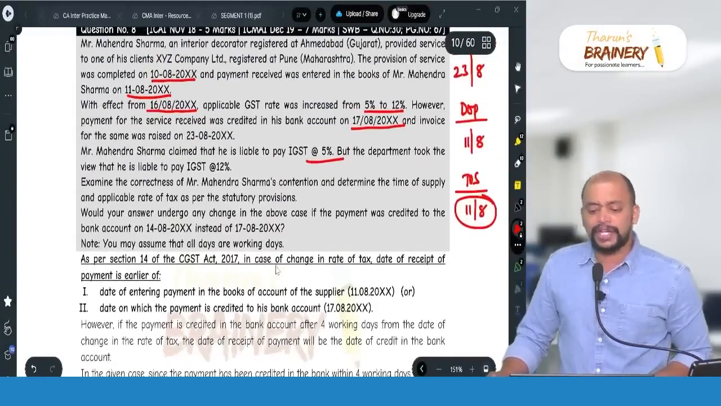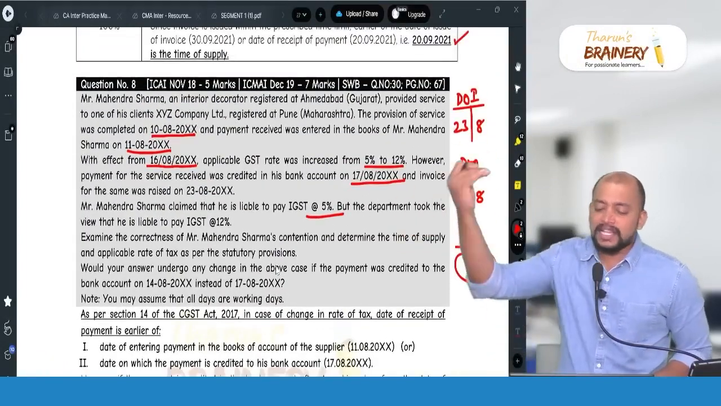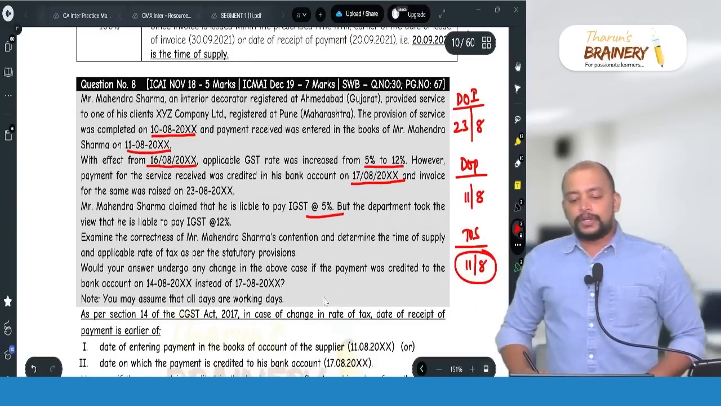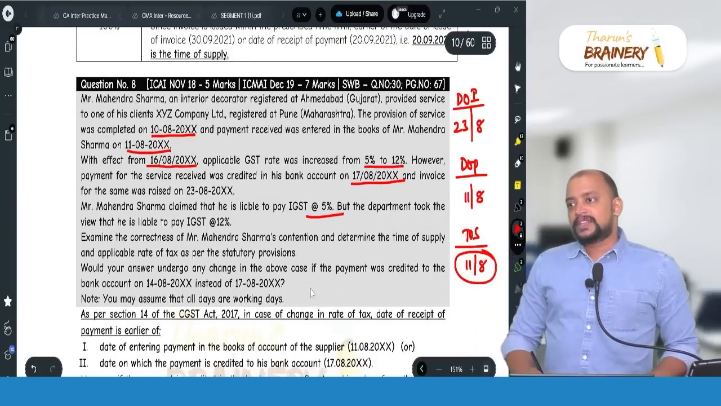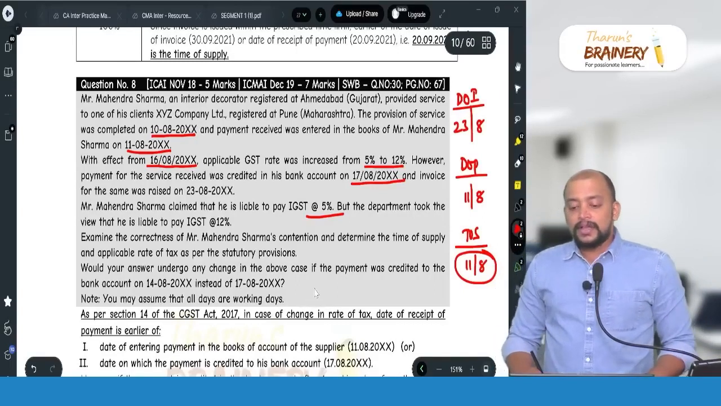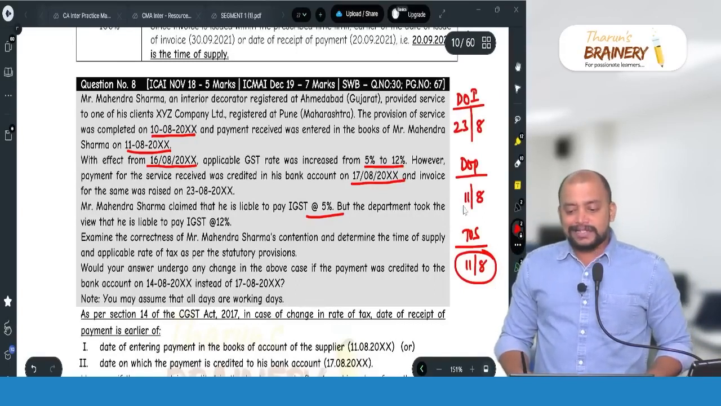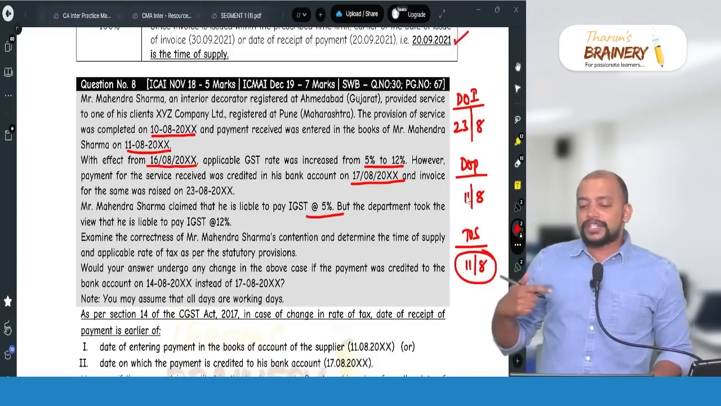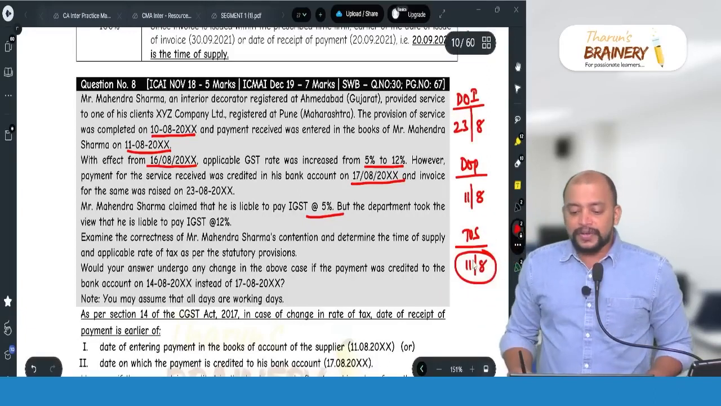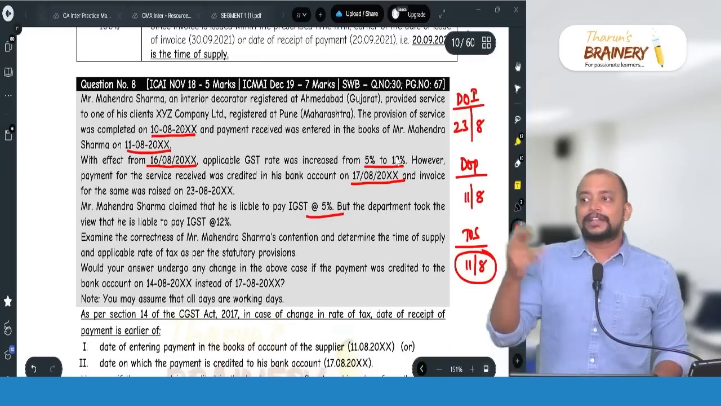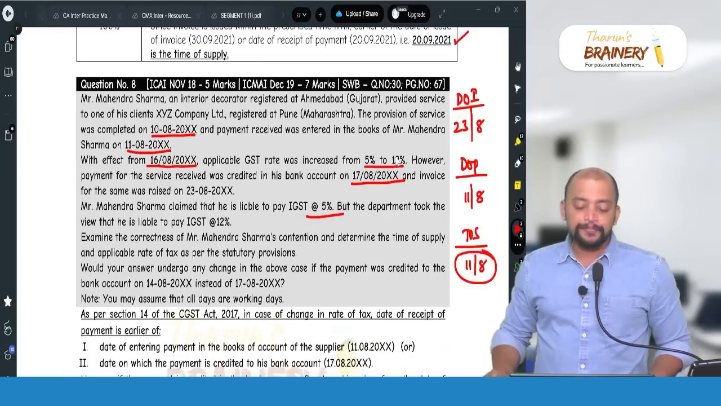Now in this question, what will be your answer if the payment is credited on 25.8? The payment is credited on 25.8. 25.8 will be taken as date of payment. Now invoice date or payment date, whichever is earlier. So that is 23.8. So 23.8, there is a new rate, therefore 12% will be applicable. Like that also the question can be modified.